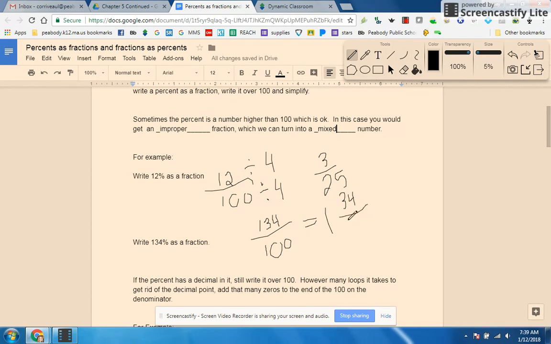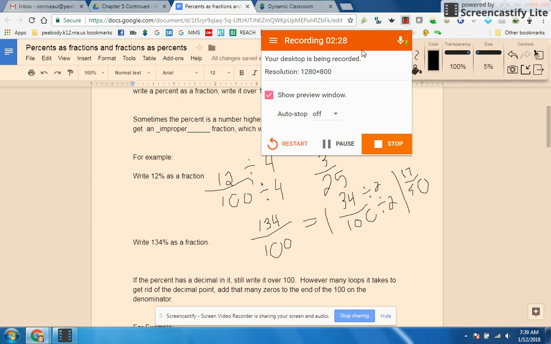And now I just have to simplify. So I have to figure out a number I could divide 34 and 100 both by. They're both even numbers, so I'm going to divide them both by 2. So I get 1 and 17/50. 17 is a prime number, so that's going to be your simplest form. So that means 134% is equal to 1 and 17/50. So they're equivalent. They both mean the same exact thing. Okay, so let's scroll down and do the second part.